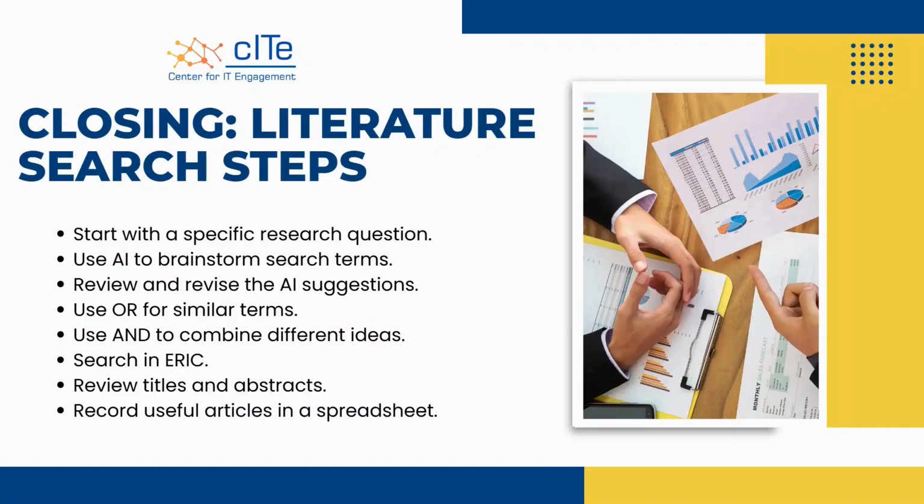In ERIC, you can start with a simple search and then try a more structured search using AND and OR. After that, review titles and abstracts and record useful articles in a spreadsheet. The main point is that ChatGPT helps create and organize the search terms, but ERIC is where you search for academic articles. The goal is not to find the perfect search on the first try. The goal is to create a careful, organized process that you can explain and repeat.